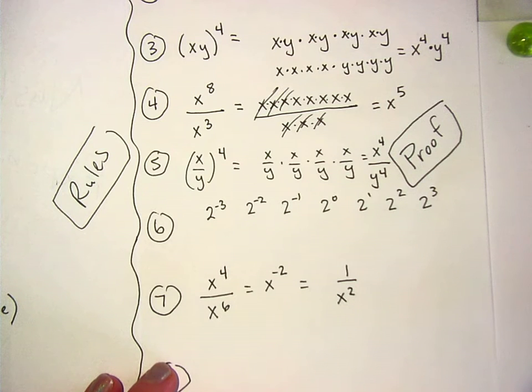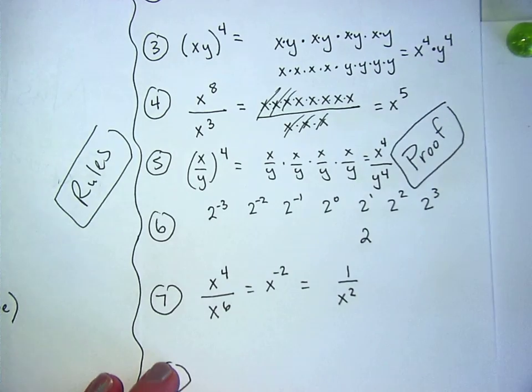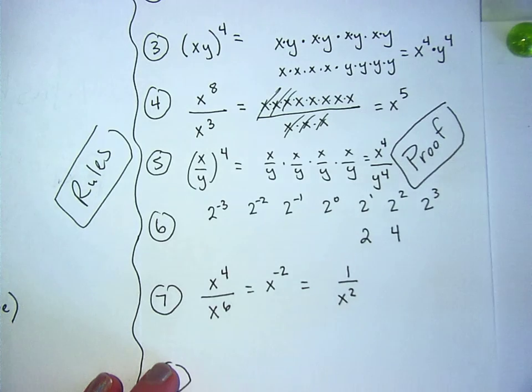What is 2 to the 1st power? 2. What is 2 squared? What's 2 to the 3rd power?